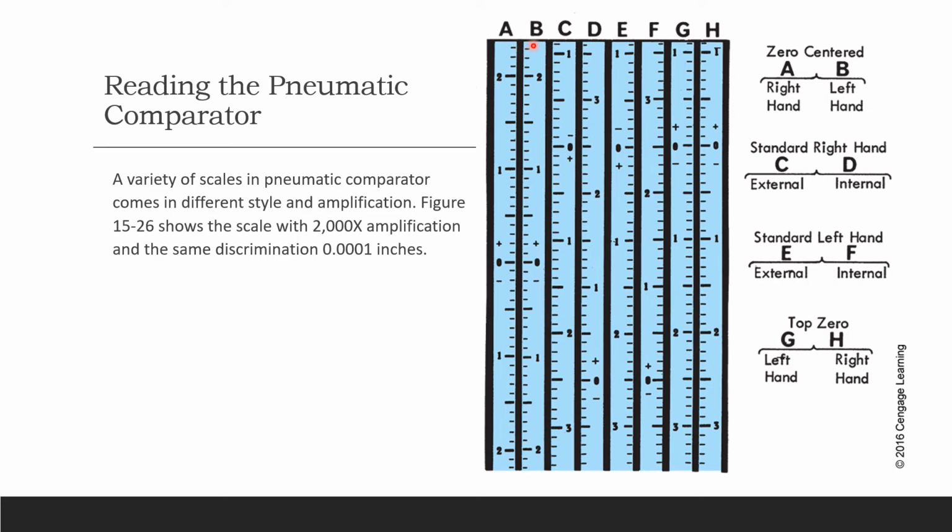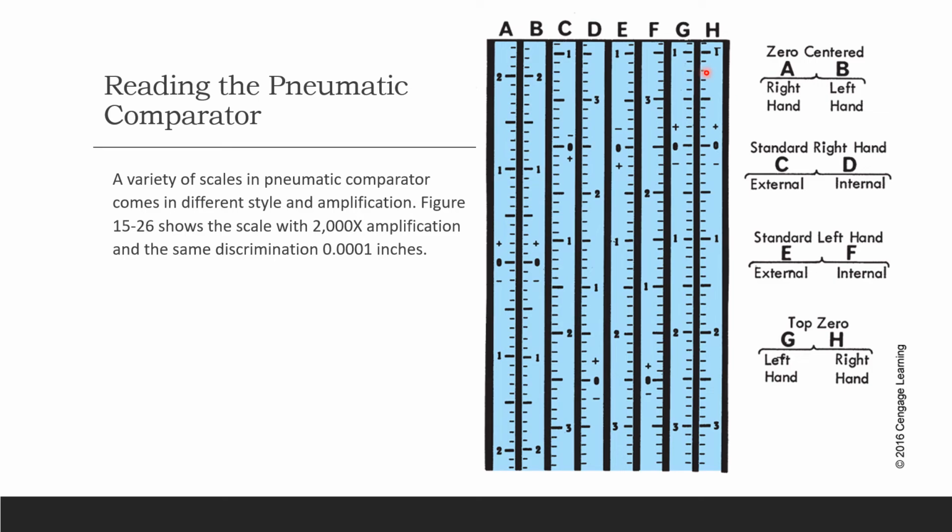So the first one is A and B, this scale right there, and that's a zero center. See how they're all aligned? That's your zero center. Now the second, C and D, that's your standard right hand. C is your external, and D is your internal. When you look at it, it's completely opposite. See how it's going? The plus is on this side. It will make you dizzy to look at. Okay, E and F. Again, your external, and then this is your internal.